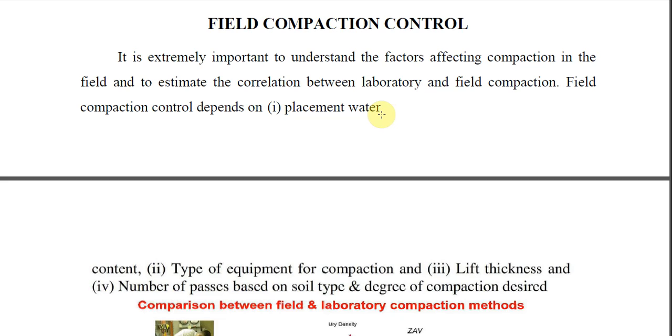Second is type of the equipment for compaction, that is whether you are doing it with a roller. There are different types of rollers: smooth wheeled, vibratory drum rollers, pneumatic rollers, etc. So the type of roller that is being used to compact the soil also has a major effect on the compaction of soil.